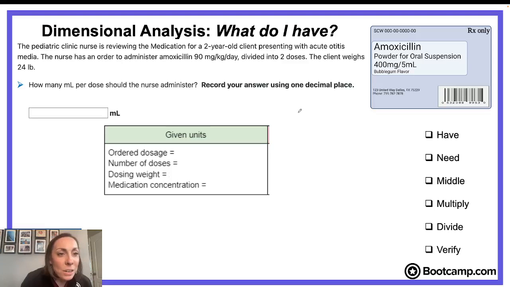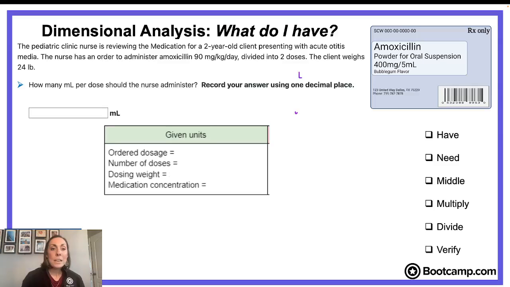The nurse has an order to administer amoxicillin 90 milligrams per kilogram per day, divided into 2 doses. The client weighs 24 pounds. How many milliliters per dose should the nurse administer? Record your answer using 1 decimal place.